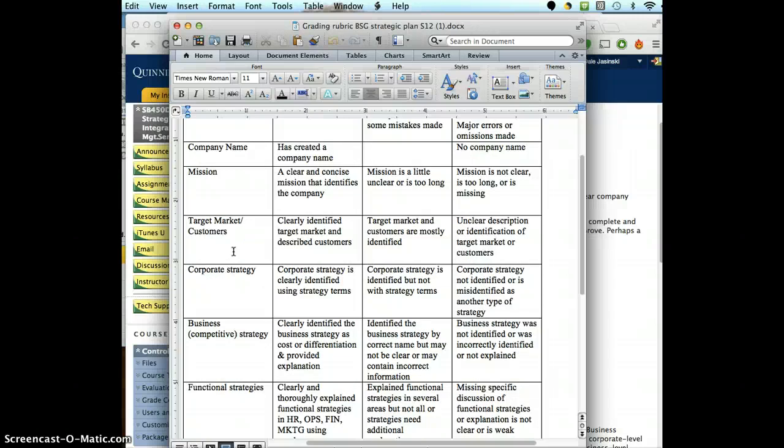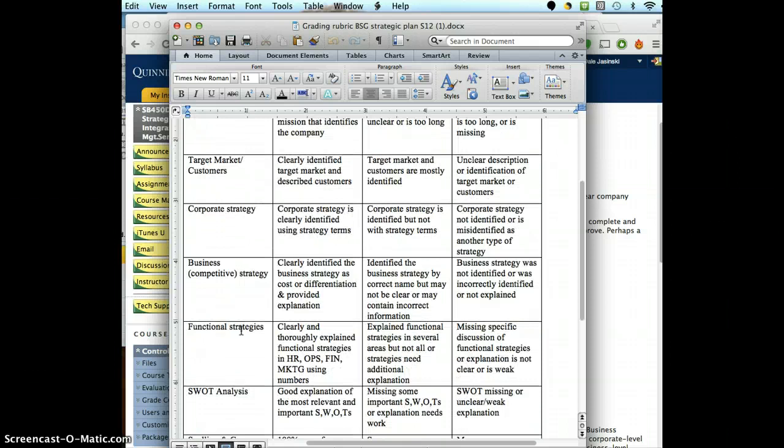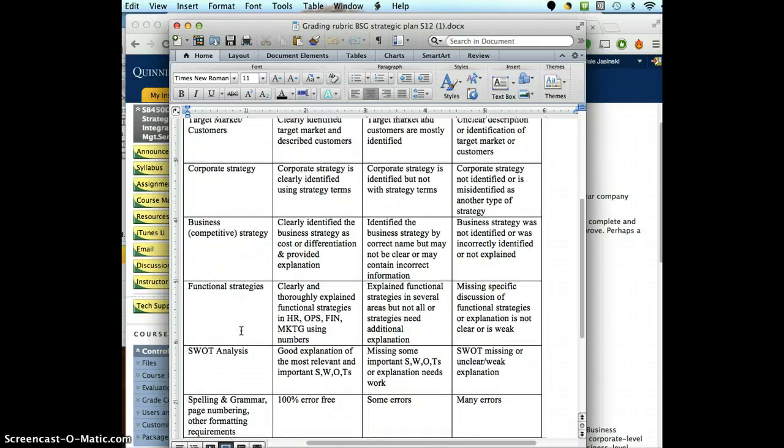And this is what you need to give me by the end of the week. Your name, your mission, who you think you're going to be targeting, what your strategy is. Are you going to have a different business level strategy in terms of the different countries that you're going to go after? What are you going to do functionally? Are you going to try to drive costs down by paying your employees the lowest possible wages? Are you going to try to have quality highest by using the highest quality materials, etc.? So functional strategies is really where the rubber meets the road.